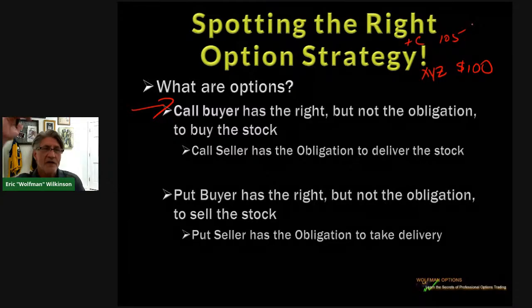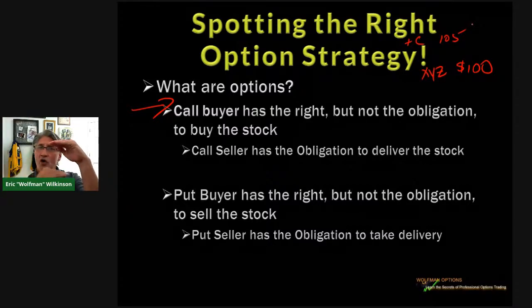I don't have to. Now, if this underlying rallies up to 120 and I have the right but not the obligation to buy the underlying at 105, there is some immense value in that, right? If I can buy it at 105 and sell it at 120, there is a lot of value there, okay? So that is the call buyer, with the right but not the obligation to buy the stock at your strike price, all right? If the underlying is above your strike, there is value in it.